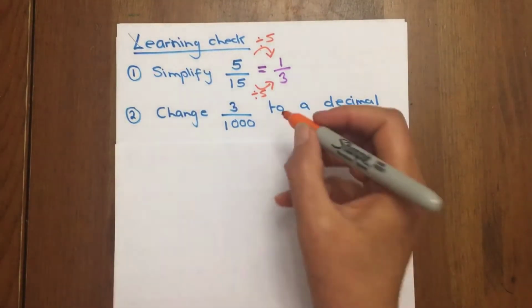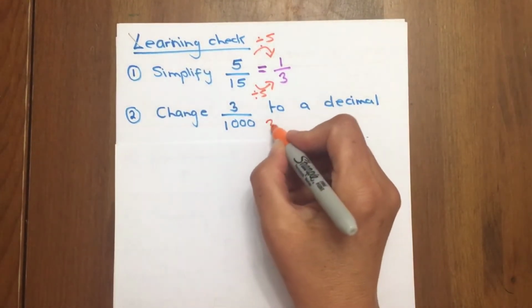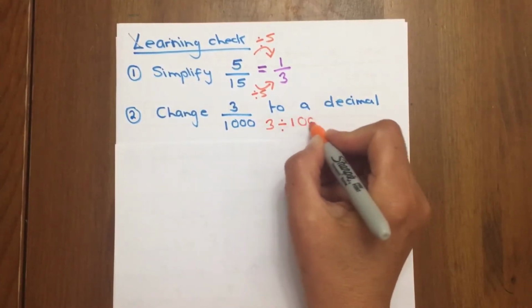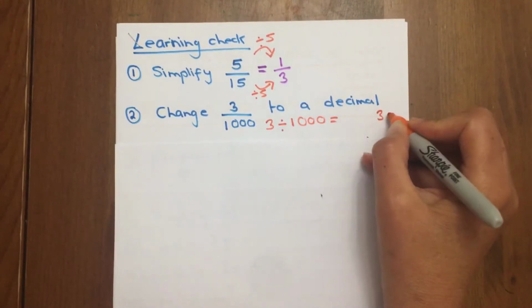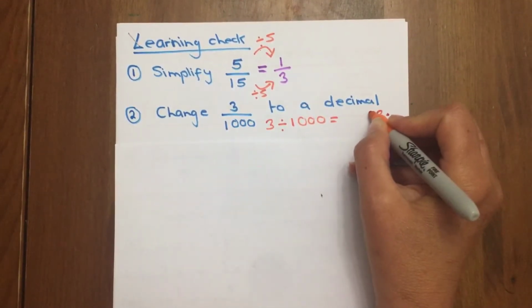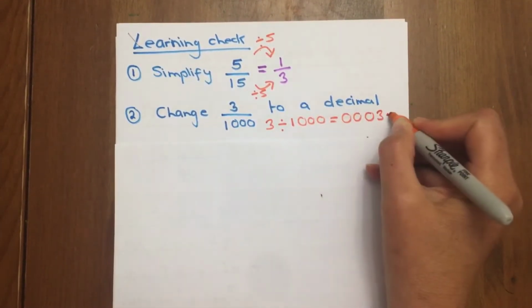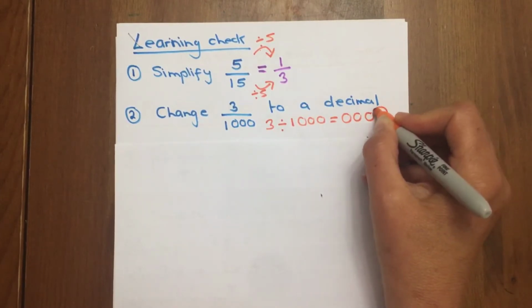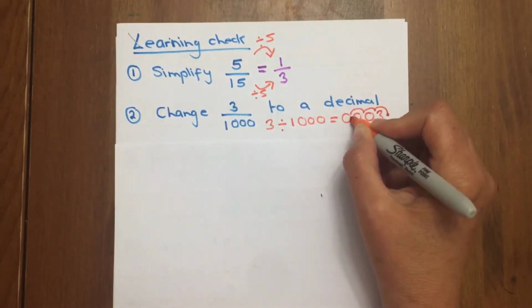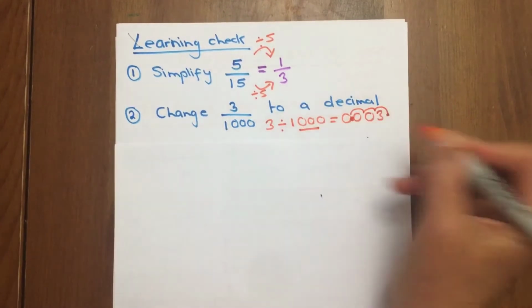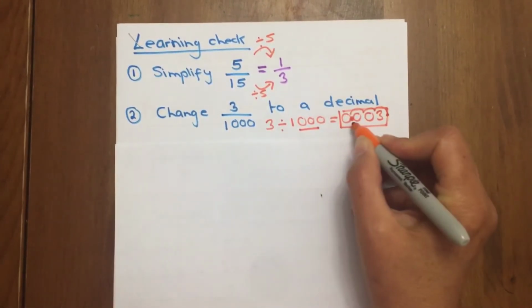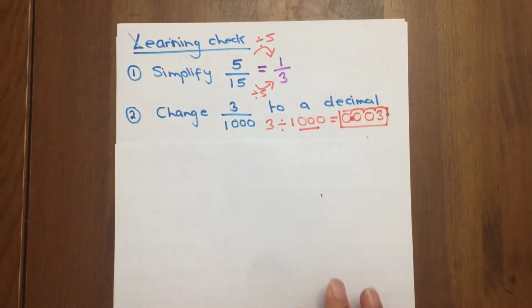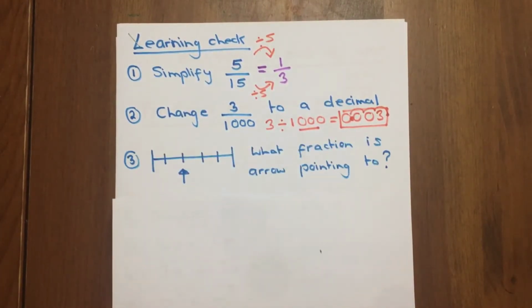Change this to a decimal. So you're doing 3 divided by 1,000. So the decimal place is here, and I'm just going to put some noughts. You're dividing, so the decimal place will go 1, 2, 3 to here, because you're dividing by 1,000, there's 3 noughts. So your answer is 0.003. That question was done well.